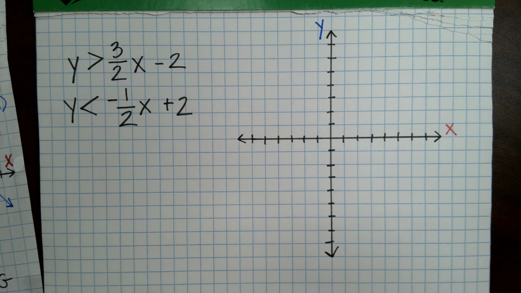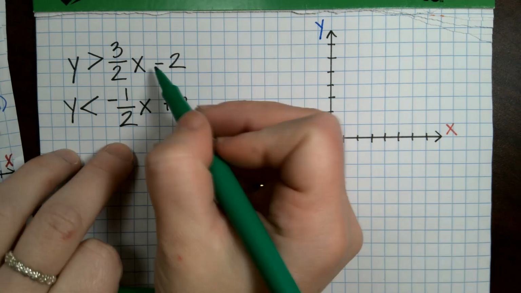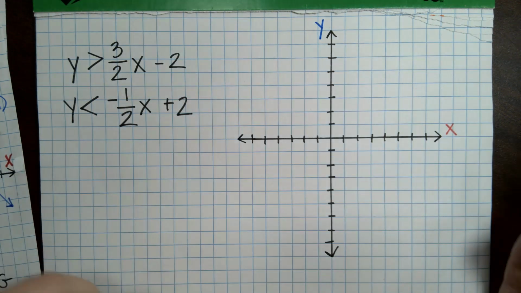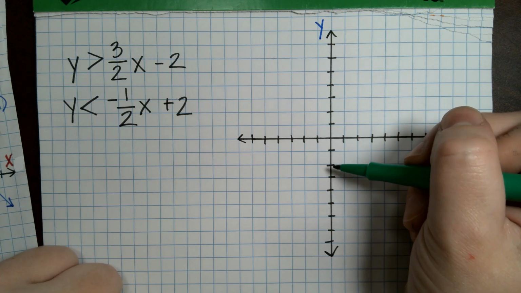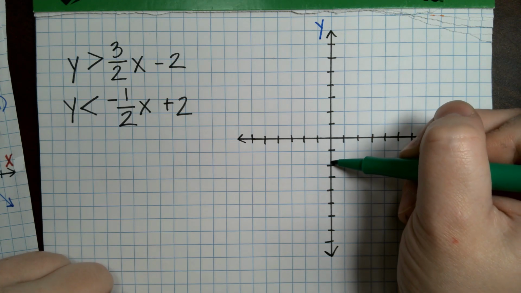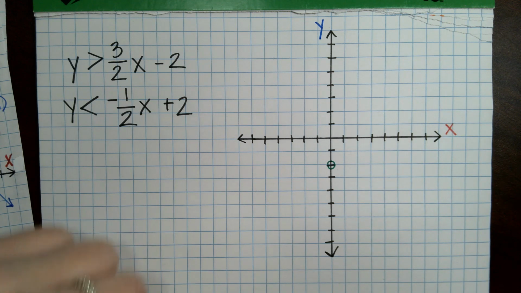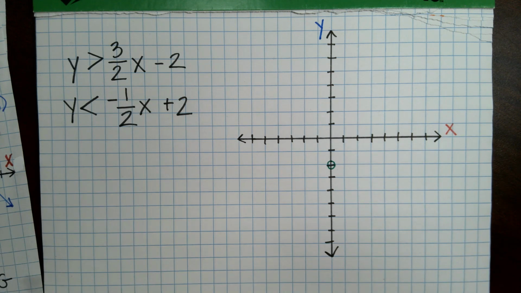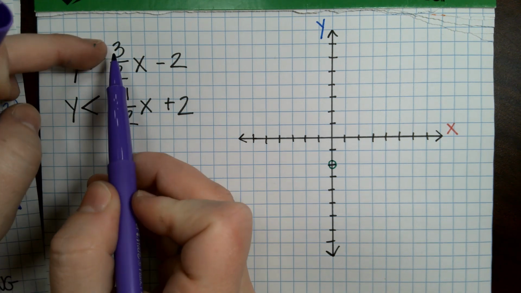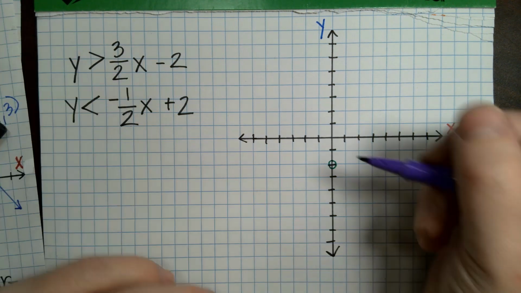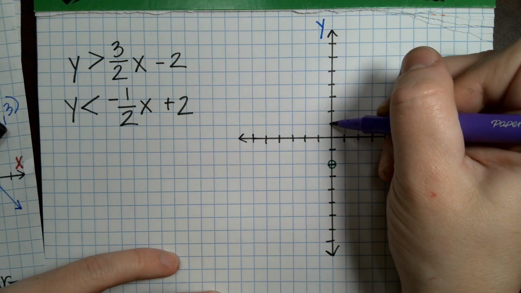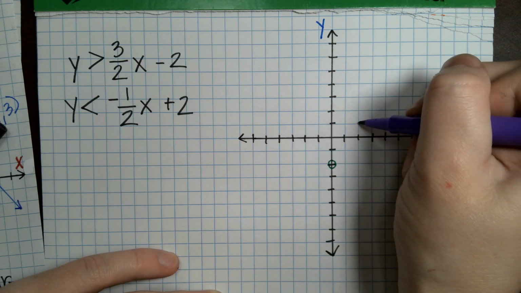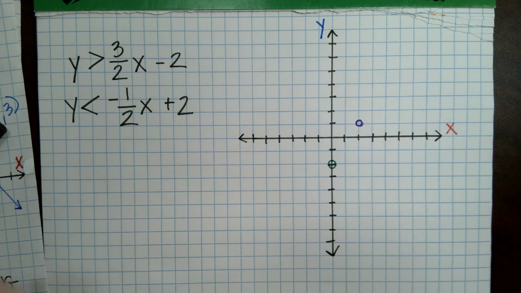Where do we start when we want to graph this? The minus 2. That's going to be our y-intercept. So our first point will be at -2 on the y-axis. And where do we go from here? We're going to do our rise over run. Our rise is 3. So 1, 2, 3. And what's our run? 2. 1, 2. Here's our second point.